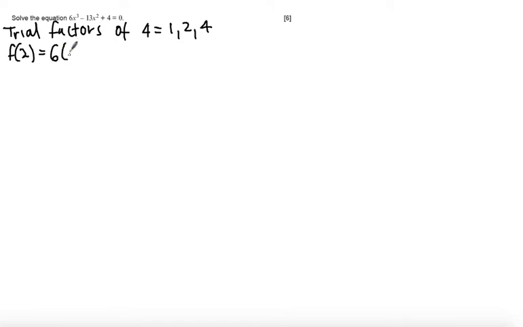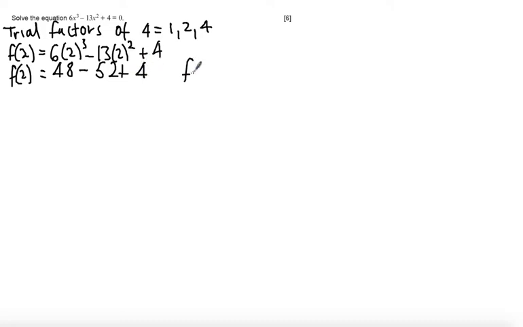So I have 6 lots of 2 cubed minus 13 lots of 2 squared plus 4. So f of 2 equals 6 times 8 is 48, minus 13 times 4, which is minus 52, plus 4. So what I have is f of 2 equals 0, therefore x minus 2 is a factor.